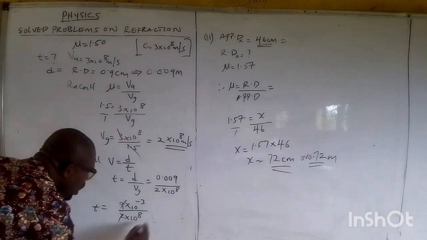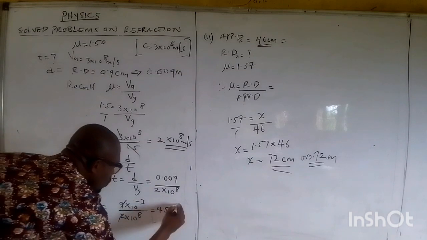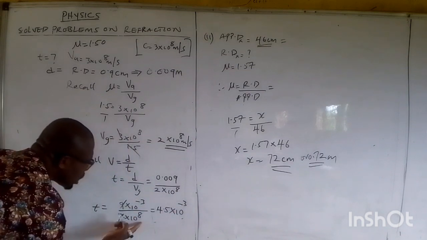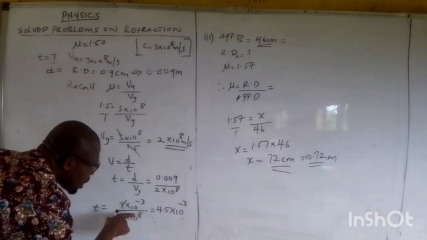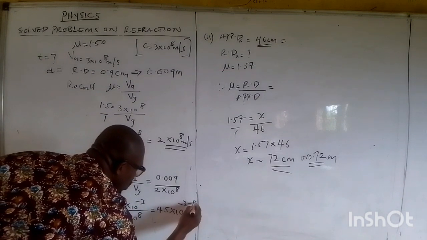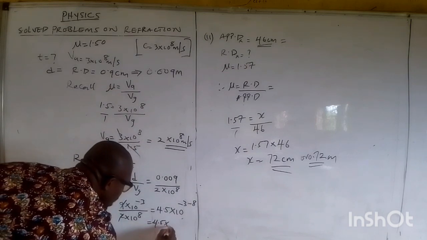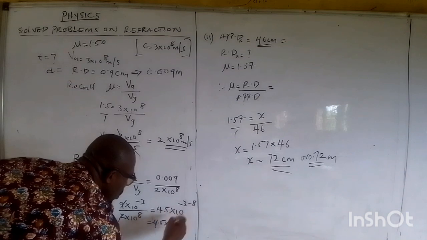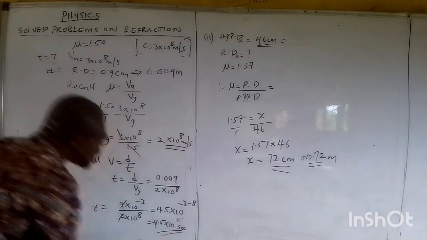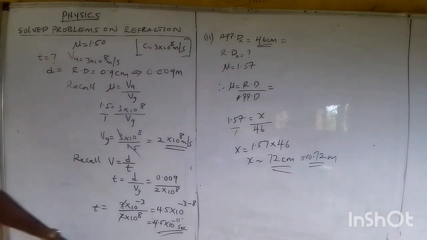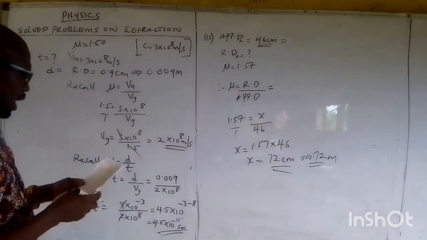2 can divide from here to give us 4.5 times 10 raised to the power. You bring this one first, then this 10 raised to the power 8, bring it up. If it comes up, the sign will change to minus, so we have minus 8 here. So which will give us 4.5 times 10 raised to the power minus 3 minus 8, which is minus 11 seconds. So this is the time it will take the pulse of light to enter the glass.